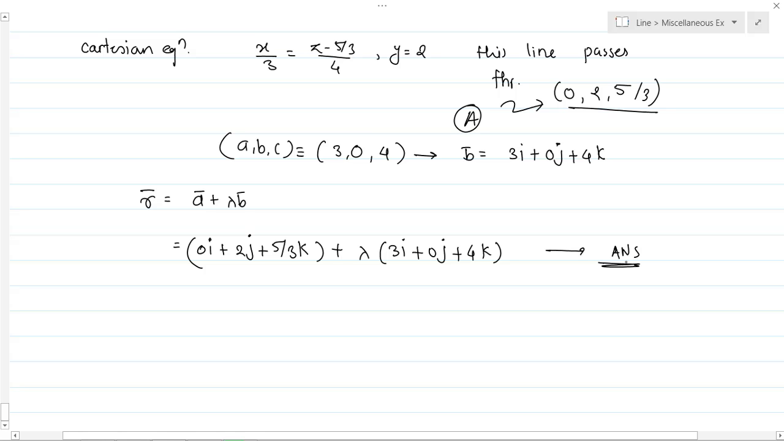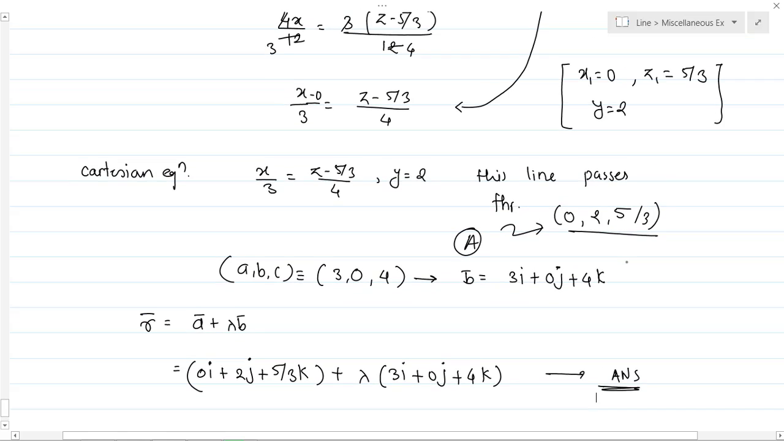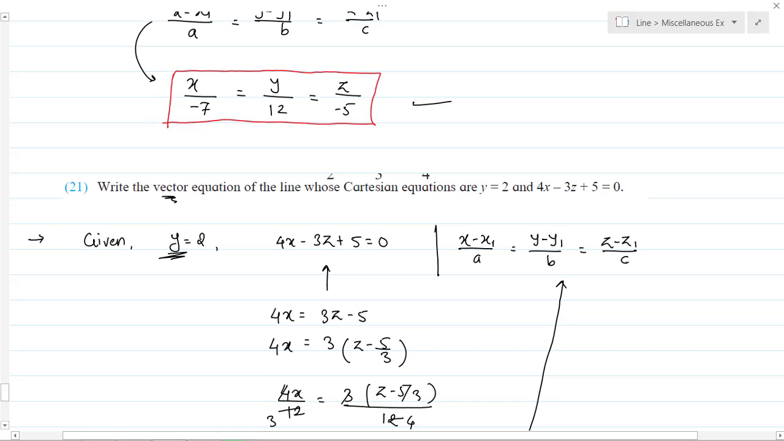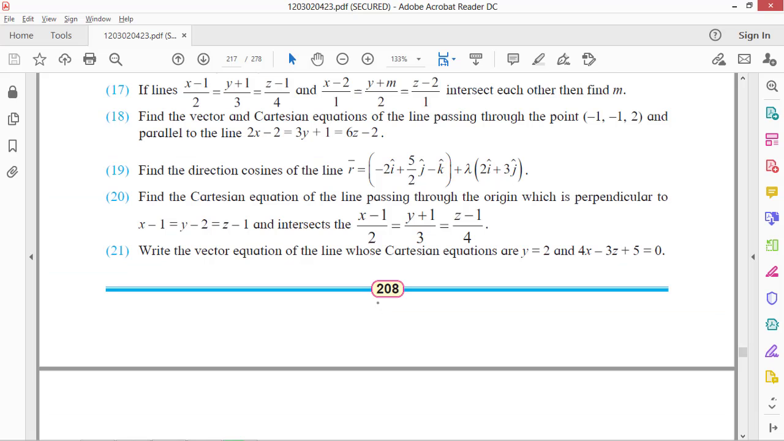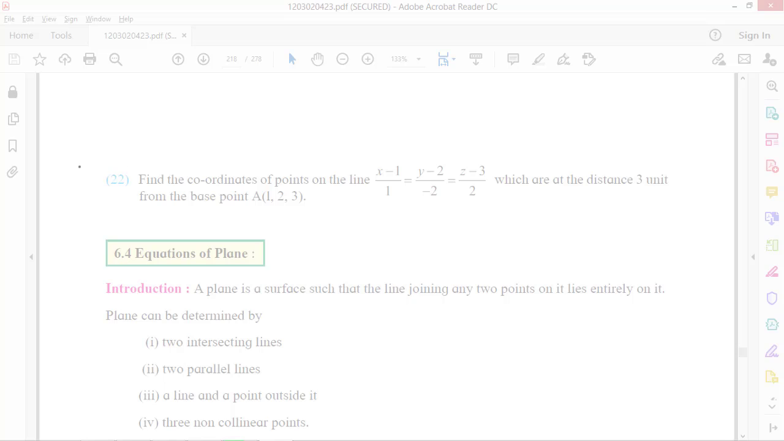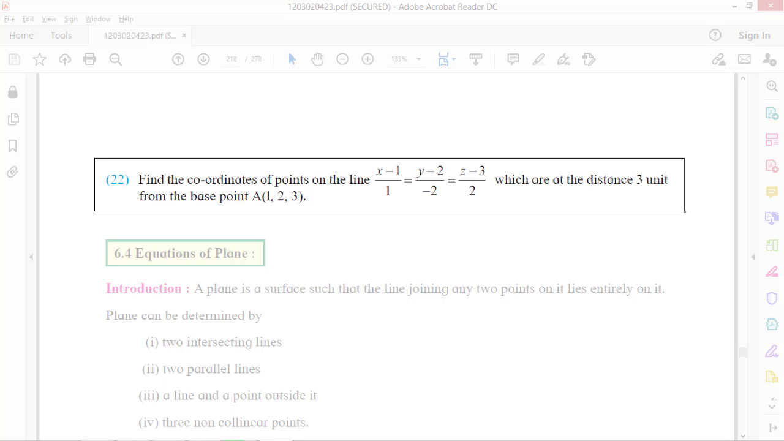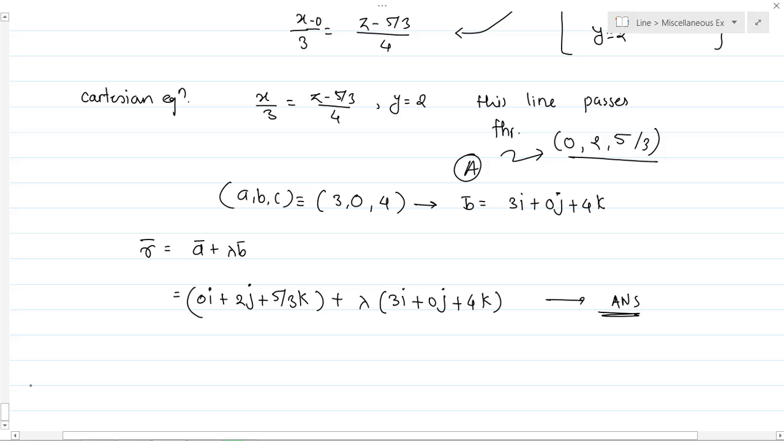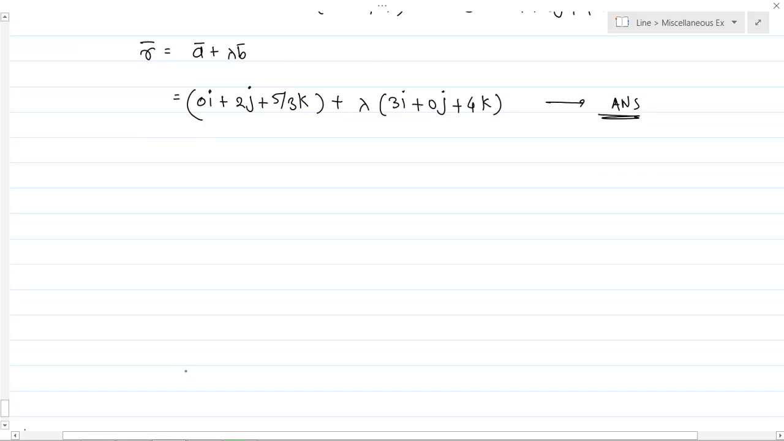Isn't it so simple? It's very easy. In this question we have learned that if the given equation of a line is not in standard form, then we can convert it into standard form. Perfect. Now let's see the last question of this miscellaneous exercise, question number 22. It is a very simple question. Let me paste this question here.